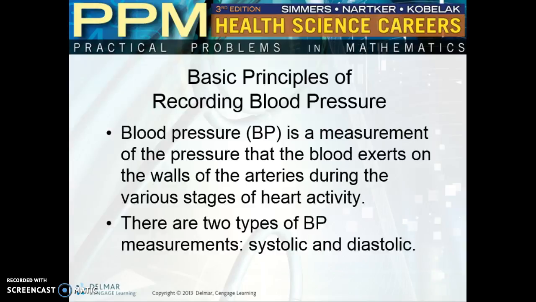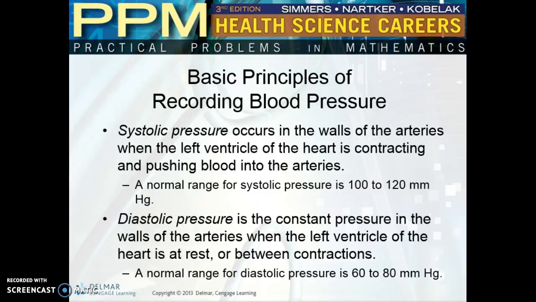Keep in mind the whole idea of the systolic and the diastolic. That's what we want to keep in mind: what is the range? Normal for systolic, which is the top number, is going to be anywhere from 100 to 120. And then the normal range for diastolic, which is your bottom number, is anywhere from 60 to 80. So, more than anything for this particular unit, learning what the norm is really important.